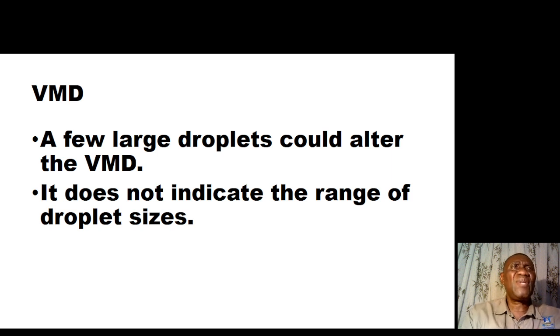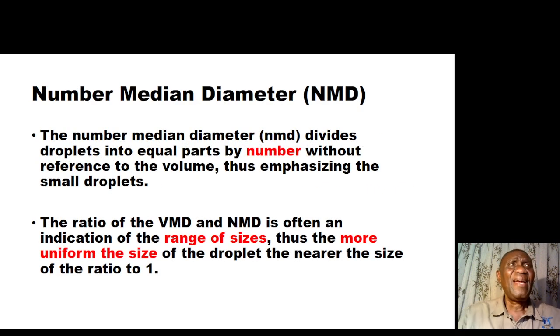Now, a few large droplets could alter the VMD because it doesn't indicate the range of droplet sizes. Another parameter which we have is known as the number median diameter. This one is focusing on the number of droplets, whereas the previous parameter was focusing on the diameter, on the size. This one is focusing on the numbers of droplets.